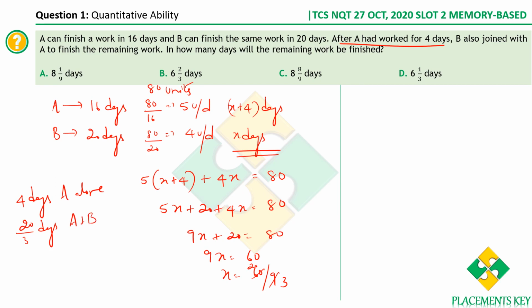So that is what we are supposed to find, right? In how many days will the remaining work be finished? So the remaining work will be finished in 20 by 3 days.